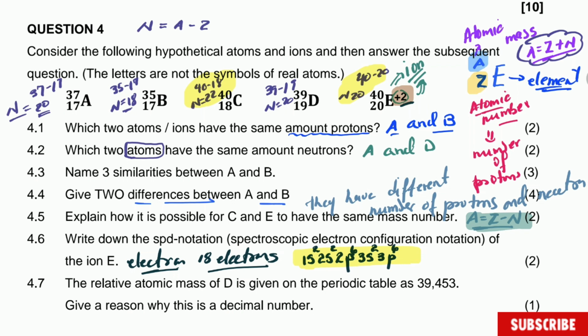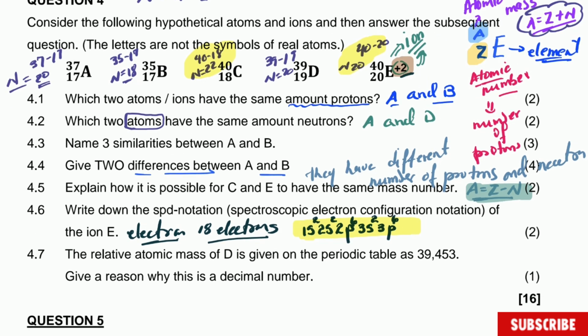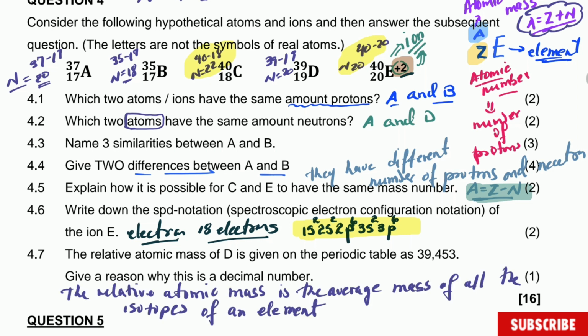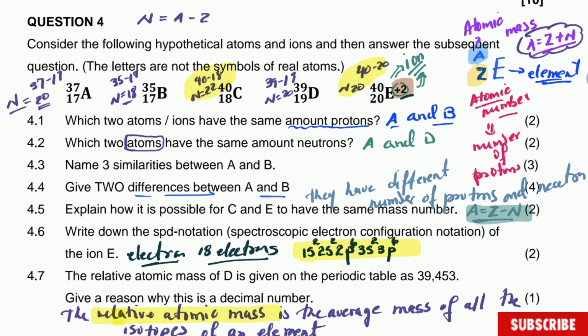It's quite simple. Now, question 4.7, the relative atomic mass of D is given on the periodic table as 39,453. Give a reason why this is a decimal number. This is quite simple, because the relative atomic mass is the average mass of all the isotopes of an element. So all we have to say here is that the relative atomic mass is the average mass of all the isotopes of an element. Guys, this is the end of question 4.